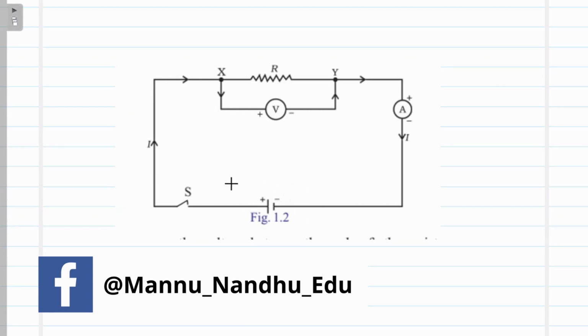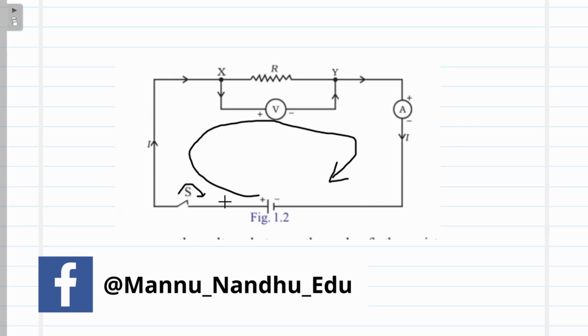We already know this is a battery and this is the switch. Just imagine the current passes from positive to negative. Got it? So current will pass through the switch, when the switch is closed first.